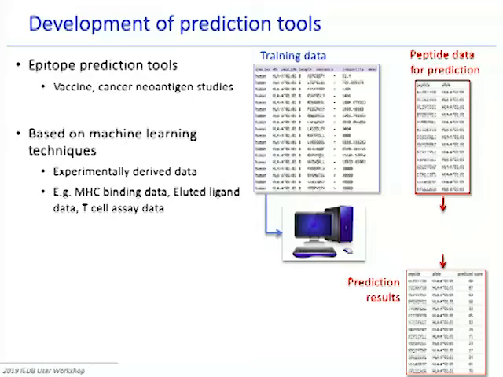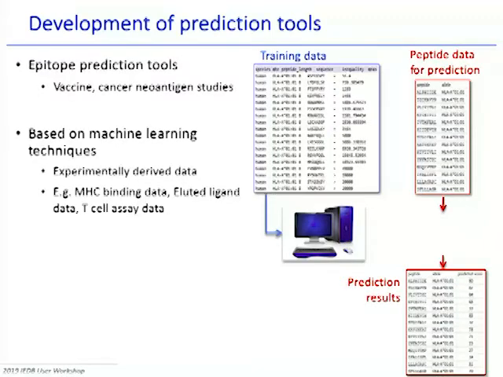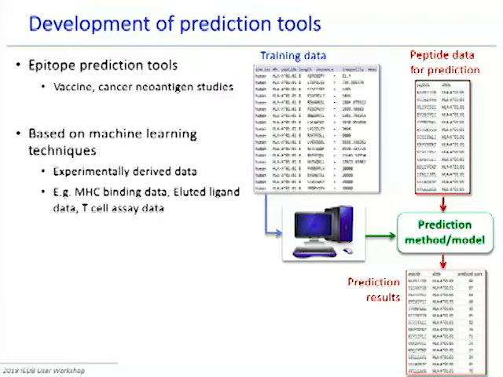For example, you can see here what we call training data. You can see the species, the allele, the peptides, and the measured binding values. We take this data, input it into a prediction machine learning method, for example, a neural network method, and develop a prediction method or model. And we use this model to predict for new data, and we get the results based on this prediction model.